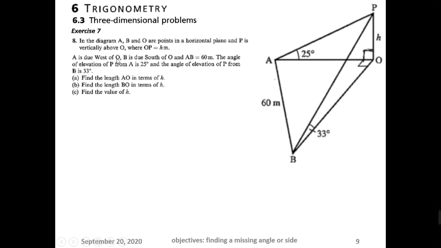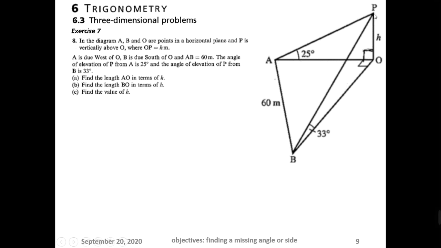A is due west of O, B is due south of O, and AB, as you can see here, is 60 meters. The angle of elevation of P from A is 25 degrees, and the angle of elevation of P from B is 33 degrees. First thing, we need to find AO in terms of H. So we're going to find AO not as a number, but in terms of H.